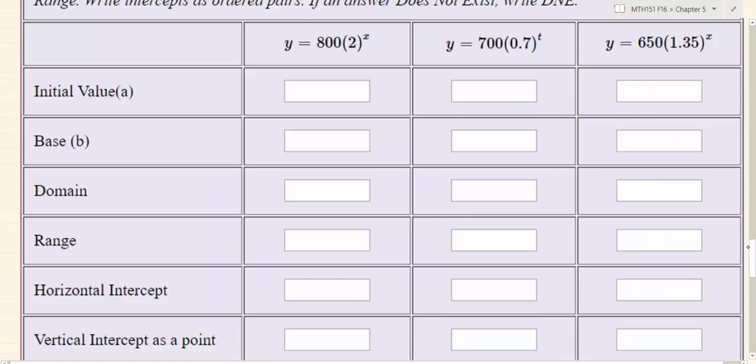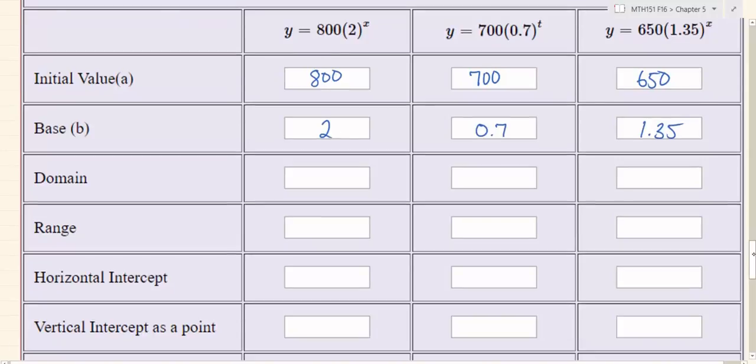So let's go through 1, 2, 3, and let's do each row for the 3 columns. Initial value for the first column, 800. For the second column, 700. For the third column, 650. Done. What's the base? Now they're not asking for a rate, so they're not saying what's the growth rate or anything like that. Just straight up, what's the base? 2, 0.7, 0.35.